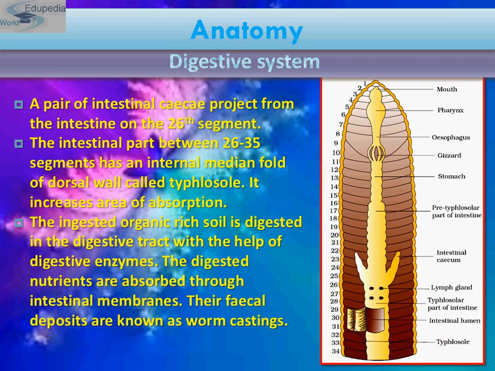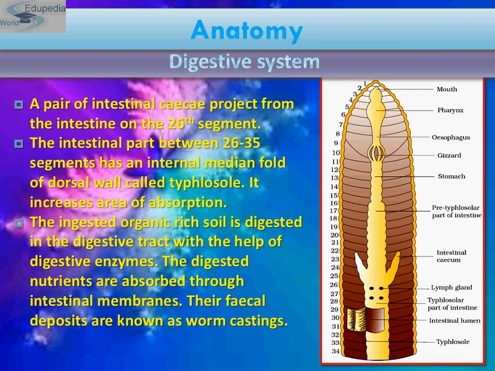A pair of intestinal caeca are also present, which project from the intestine on the 26th segment. This is your 26th segment. And the intestinal part between the 26th and 35th segments has an internal median fold of the dorsal wall, which we call the typhlosole. It increases the area of absorption. Remember students, the typhlosole in this part of the intestine increases the area of absorption.